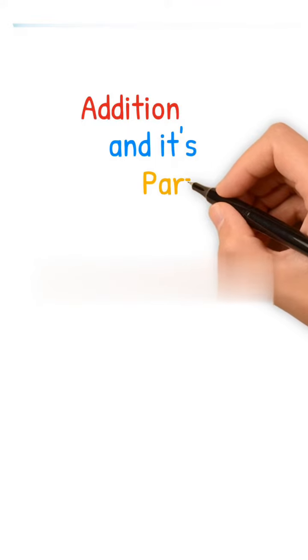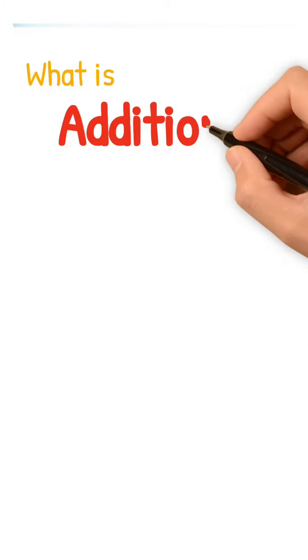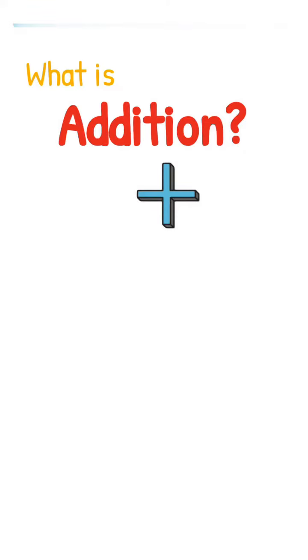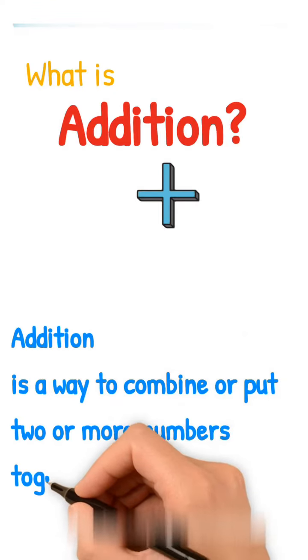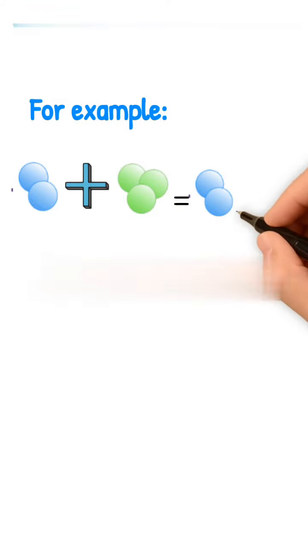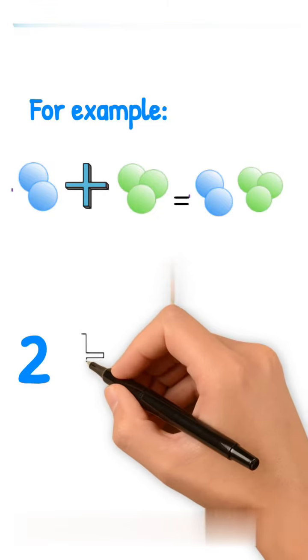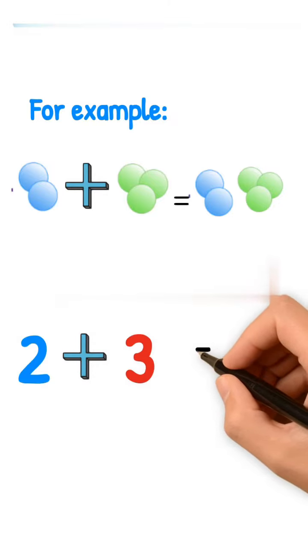Addition and its parts. What is addition? Addition is a way to combine or put two or more numbers together. For example, we have here 2 blue circles plus 3 green circles is equal to 5 blue and green circles. If we put it on a number, we are going to have 2 plus 3 is equal to 5.